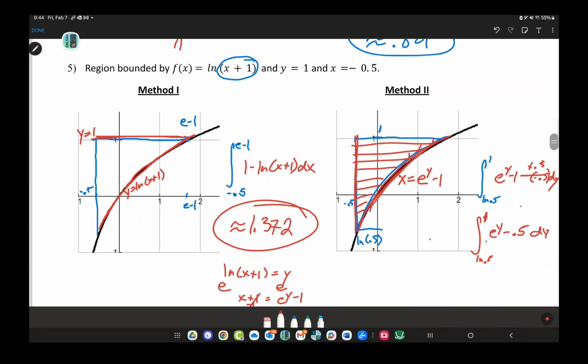What's the first thing to... e to the y minus 1 plus 0.5 dy? Was... the first one was e to the y.